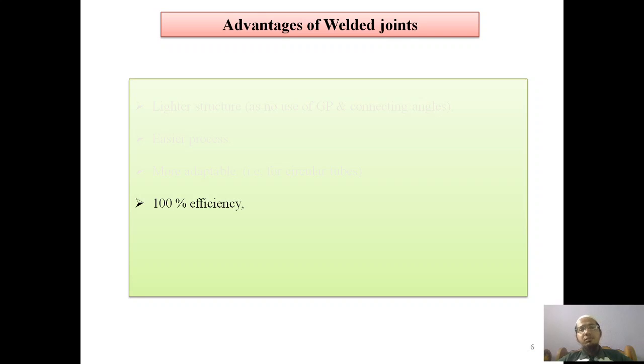But in case of bolted and riveted connections, it gives up to 70 to 80% efficiency. This is also the big advantage of using welded joints. Again, in this type of welded joints, noise will produce relatively less as compared to the bolting or riveting. It also gives good aesthetic appearance to the structure or joints.